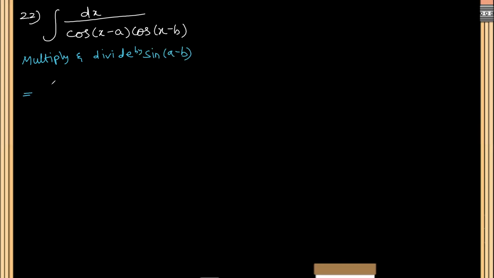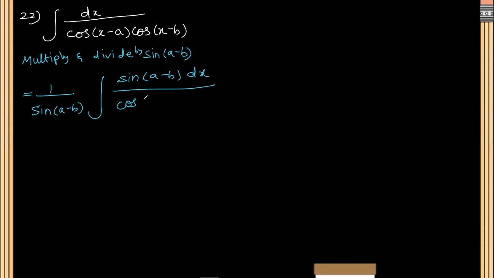So this way, inside the argument, we don't have x terms, so it is a constant. The division part, I'm taking outside of the integral. But the numerator part we need, and we'll do some rearrangements again in the next step. So I'm writing inside the integral part: sine of a minus b by cos of x minus a into cos of x minus b.